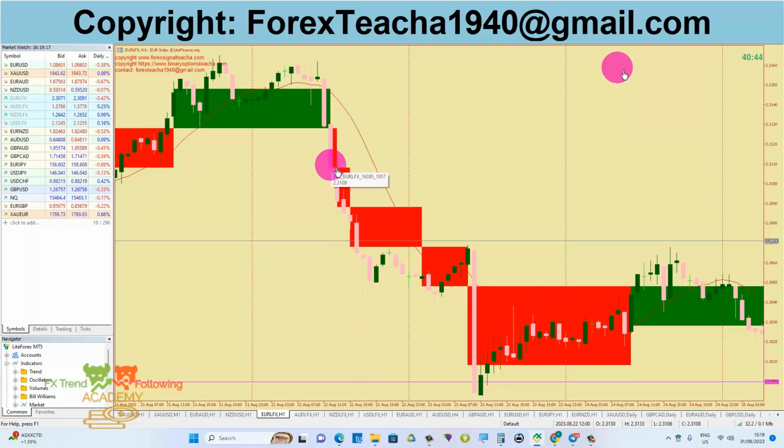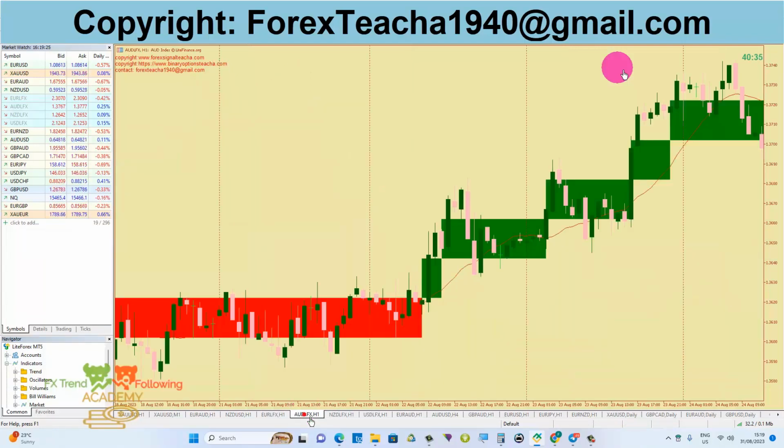So the second confirmation will be if I can look at the Australian dollar index. Like in this case, since I was trading Euro Australian dollar, I'm going to look at the Australian dollar index. So in this case, I expect the Australian dollar index to be strong.